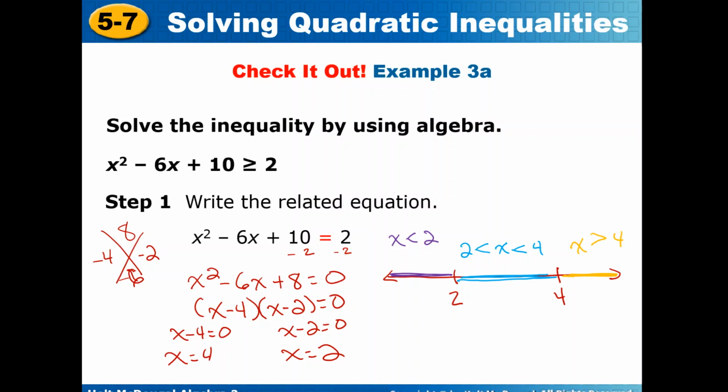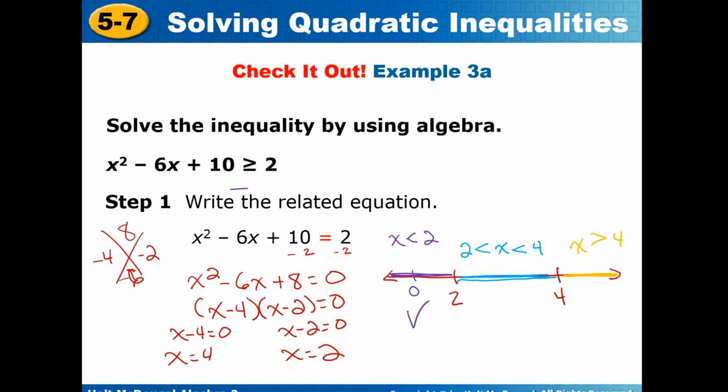Now I'm going to choose a point in each region and see whether it's true or not. So this is 2, so I'm going to go ahead and try a 0. That's just a test point. So I'm going to fill in 0. 0 minus 0 plus 10 is 10. Is 10 greater than or equal to 2? Yes, it is. So we'll put a check there.